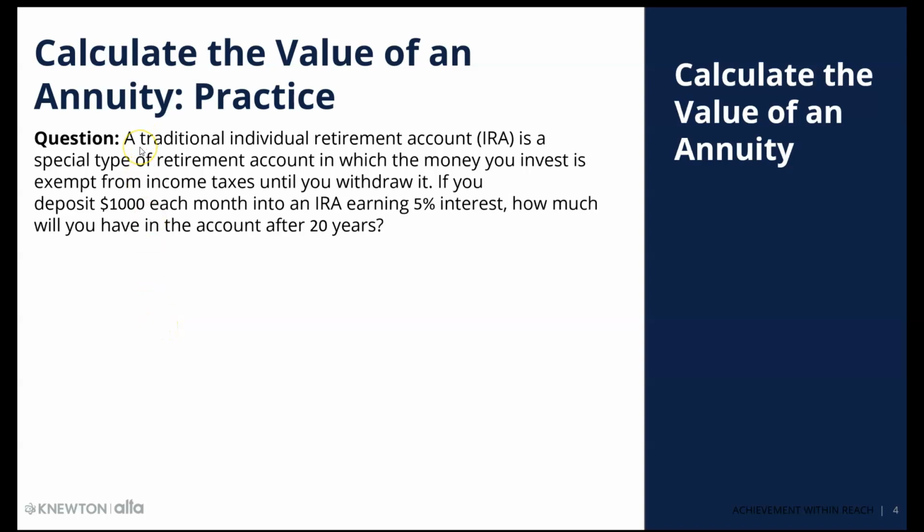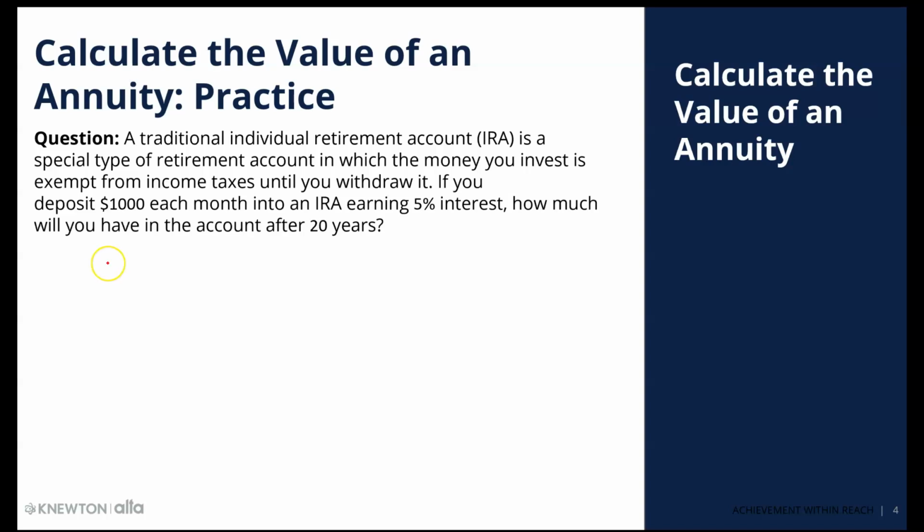A traditional individual retirement account, or called IRA, is a special type of retirement account in which the money you invest is exempt from income taxes until you withdraw it. Now, suppose you deposit $1,000 each month into an IRA savings account earning 5% interest. How much will you have in the account after 20 years?